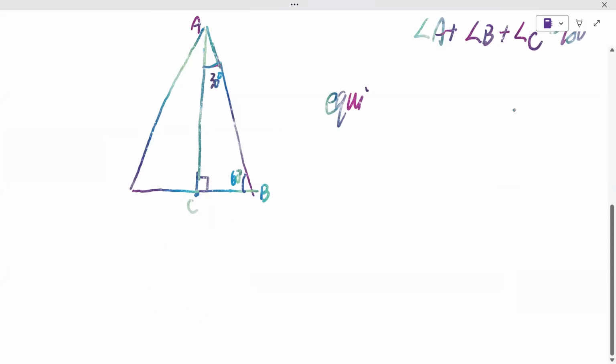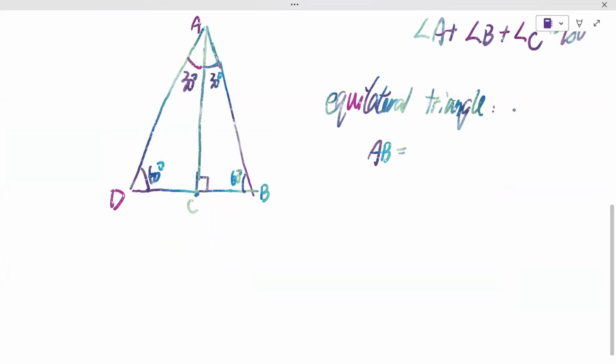Equilateral triangle. Equilateral means all three sides are equal to each other, right? So let's say this is D. Basically, AB is equal to this. This is 30 degrees, this is 60, so this must be 60 degrees. When all three angles are the same, then all three sides are the same. That's where three angles are equal to each other and three sides are equal to each other.